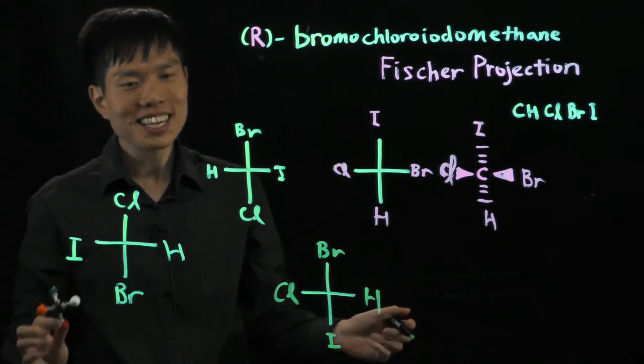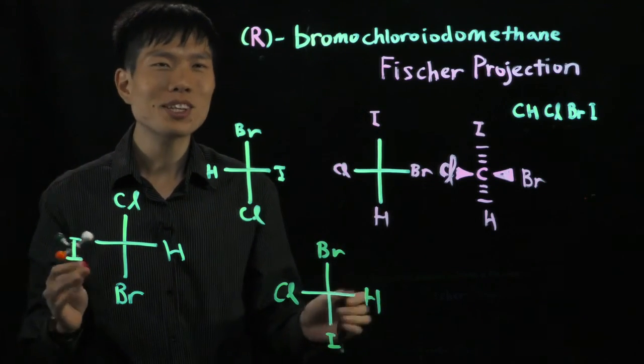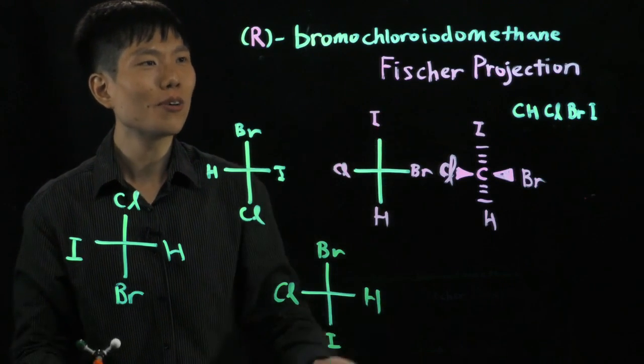So try to practice and understand that all these 4 different Fischer projections represent the same molecule, R-bromochloroiodomethane.